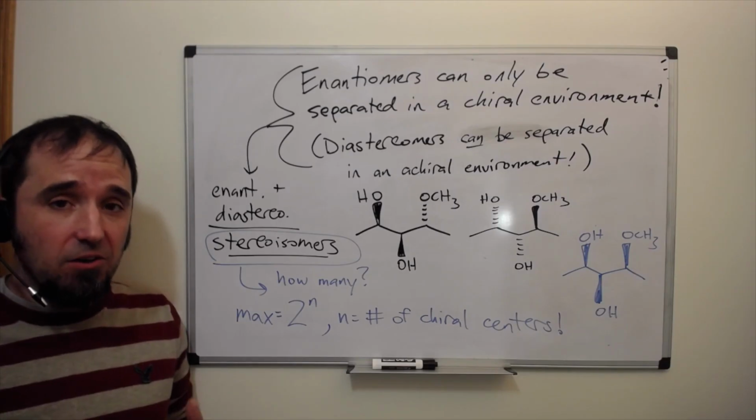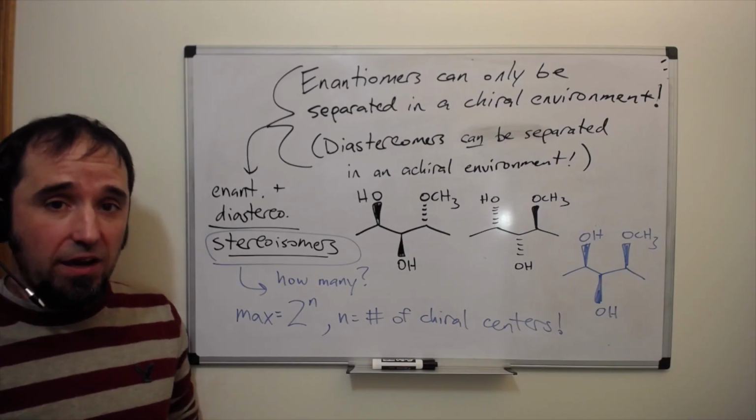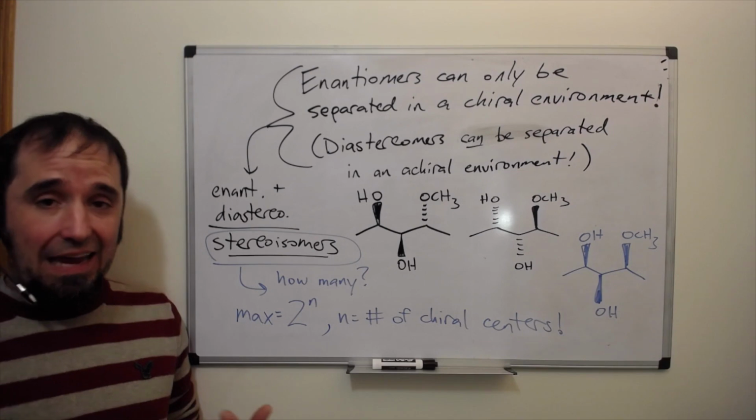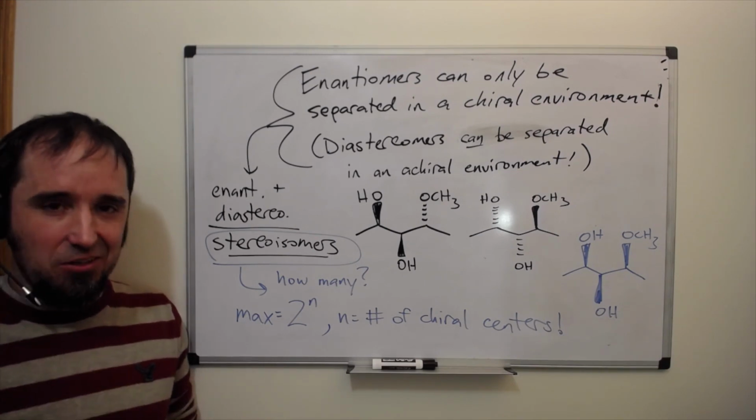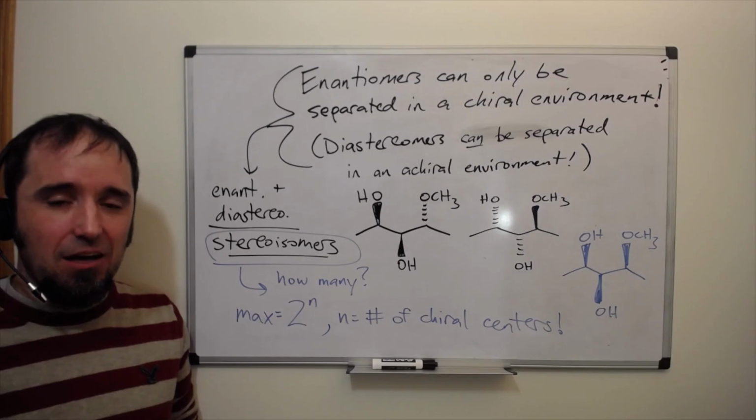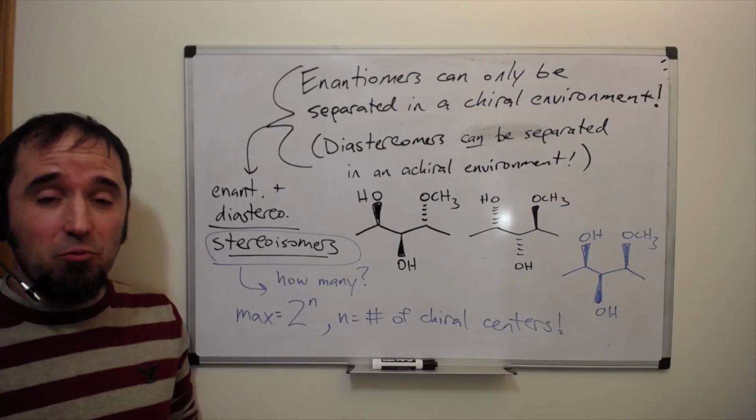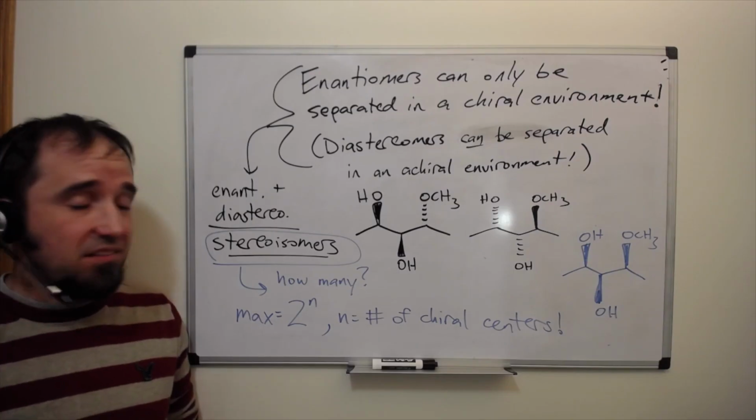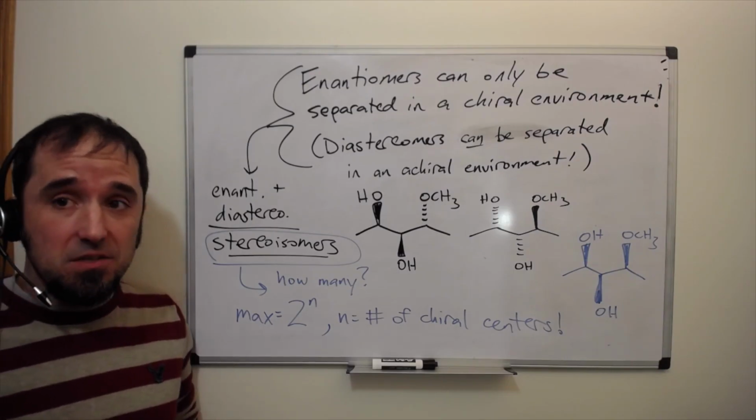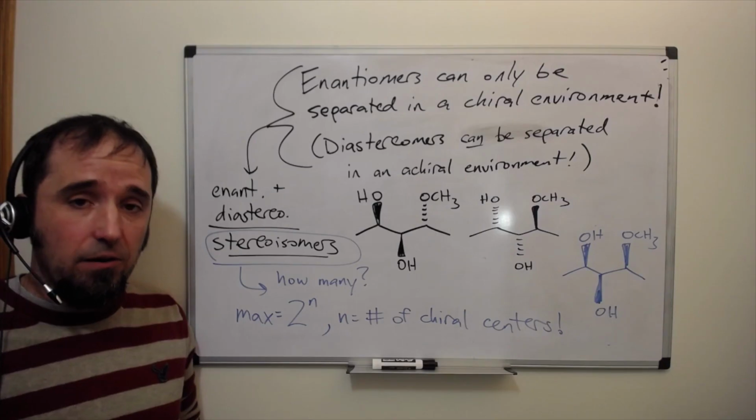It would be very, very tricky for me to separate gloves without a hand to reference, or a brain that remembers what hands look like, right? So to build a machine to separate right and left gloves would be very tricky. Now, this doesn't apply to diastereomers. Diastereomers can be separated in an achiral environment.